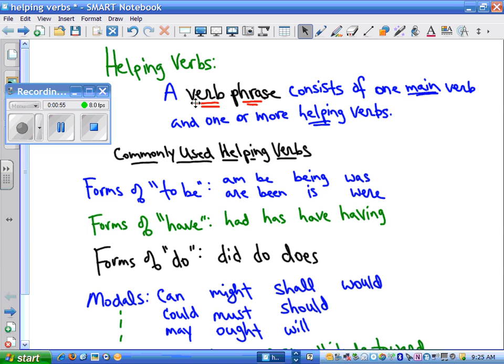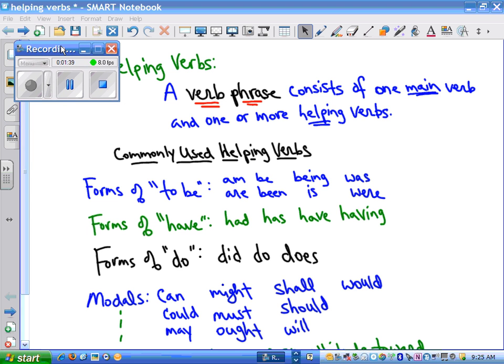Okay, so commonly used helping verbs. Those forms of to be, and there are many of them. What you have there on your screen is certainly not a complete list. These are common ones: am, are, be, been, being, is, was, and were. Other common helping verbs are those forms of have: had, has, have, having. And those forms of do, we don't want to leave them out. They too are common helping verbs: did, do, and does.